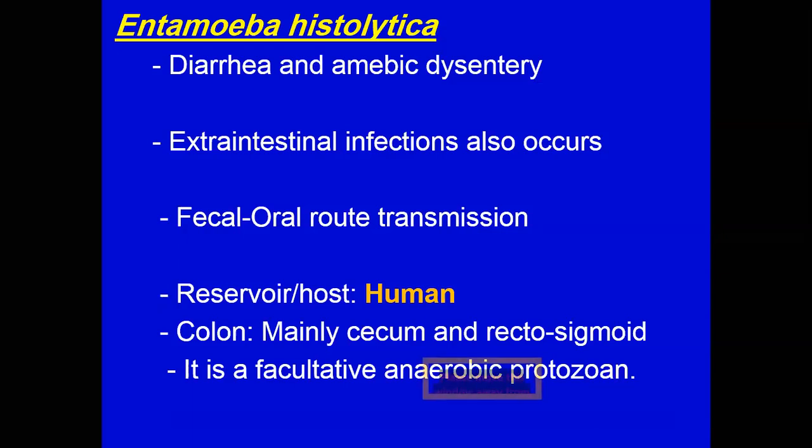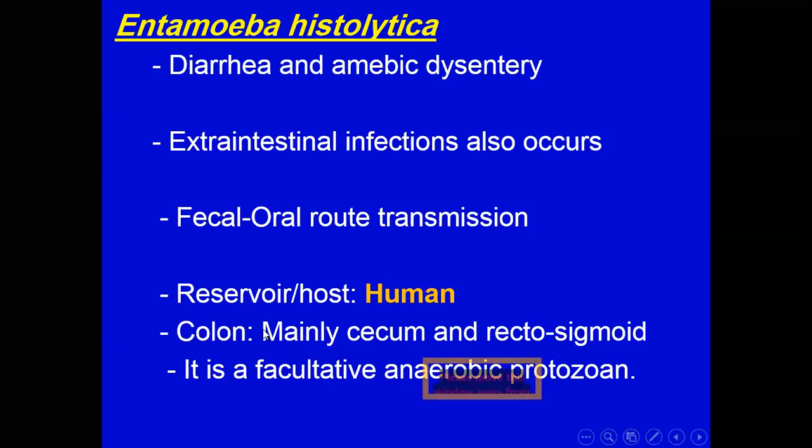So we start with Entamoeba histolytica. They can cause diarrhea and amoebic dysentery. What is dysentery, amoebic dysentery? Amoebic dysentery means blood and pus and mucus. So one of the causes of dysentery is amoebic dysentery. We may get extra-intestinal infection, as I said, in the liver. Transmission is by the fecal-oral route, reservoir only human. So it's a human parasite.